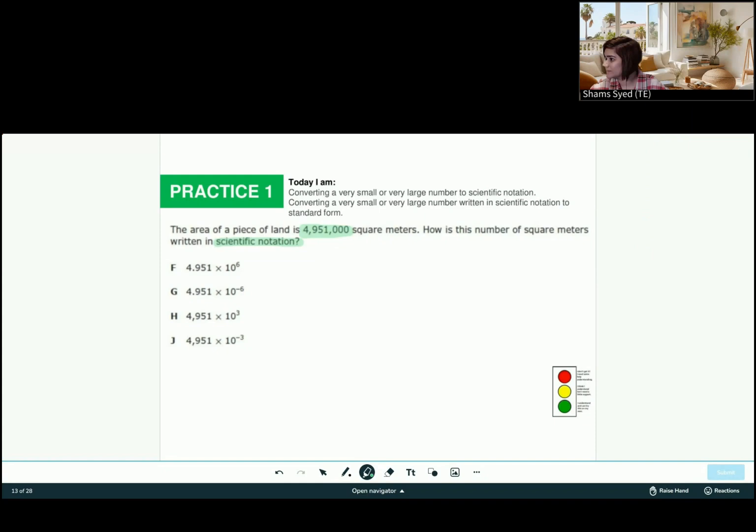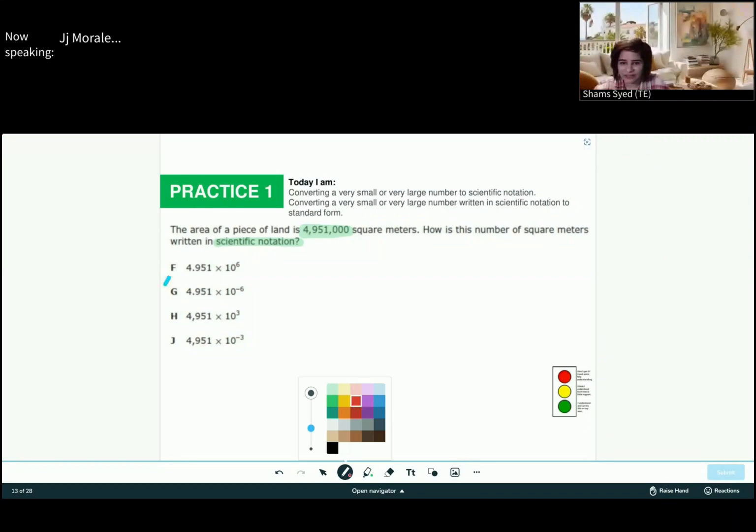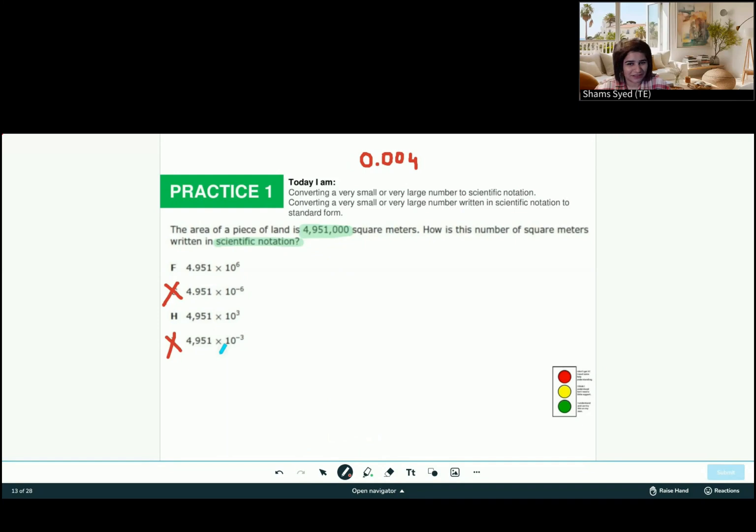G and J is wrong. JJ, hop on the mic. Why do you want to say that G and J are wrong? They're negative. Hello? They're negatives. Yes. So why are negatives going to be incorrect answers here? It's because if the number was a decimal, like very small, then it would be a negative power, but it's not. Yes. Excellent.